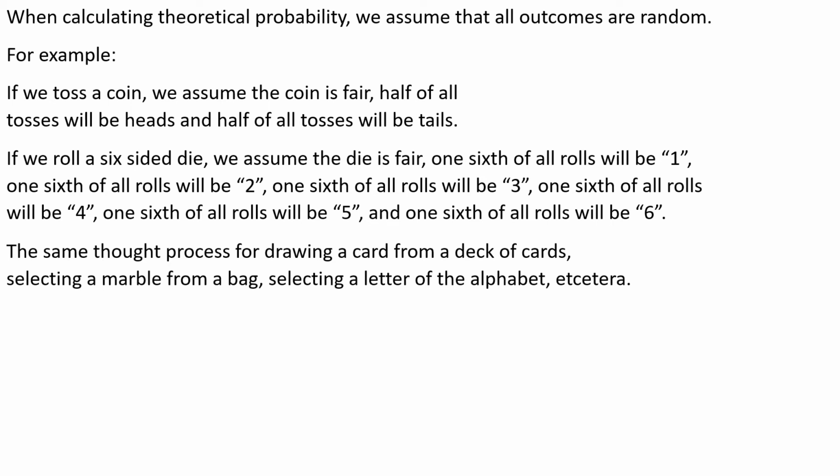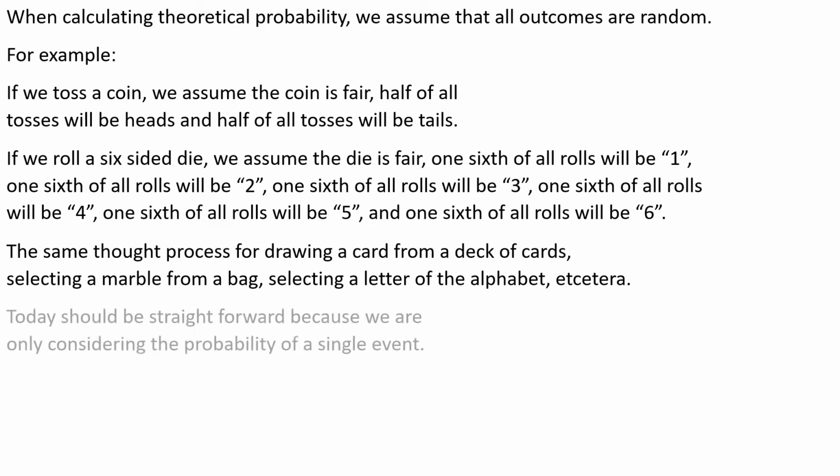Or if we draw a card from a deck of cards, or if we select a marble out of a bag, or if we select a letter of the alphabet, etc. We're also assuming that it's done at random, that we don't peek, we don't cheat, it's completely, totally random, and that everyone is equally likely to happen. Today is probably going to be the most straightforward of all the lessons, because we're just looking at the probability of a single event. Trust me, it'll get more fascinating as we go on to future events.